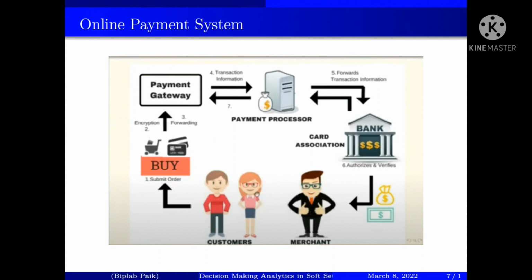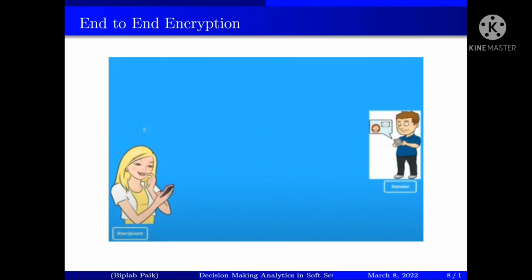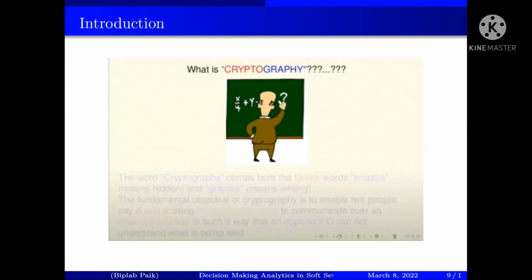There are plenty of more detailed steps involved while somebody buys something using their credit card or debit card. For message transmission, in the case of WhatsApp, we hear about the term end-to-end encryption. In the case of end-to-end encryption as well, security is quite essential. So the question is, what is cryptography then?